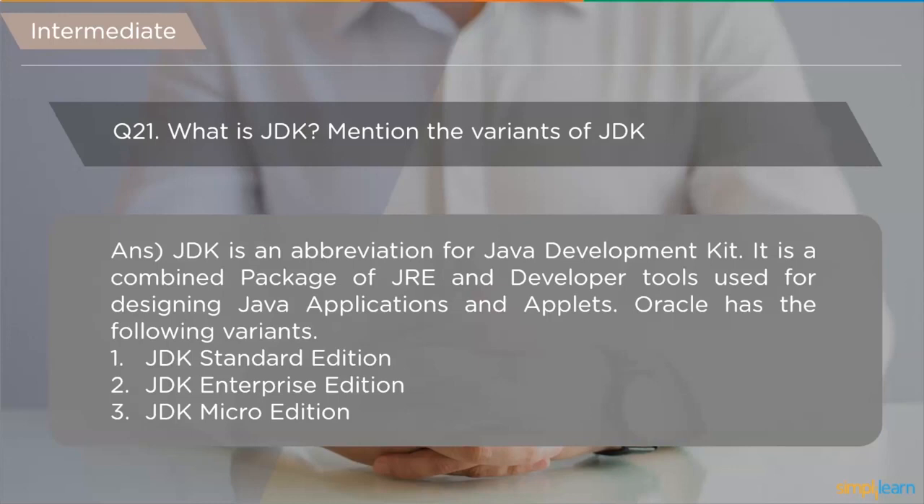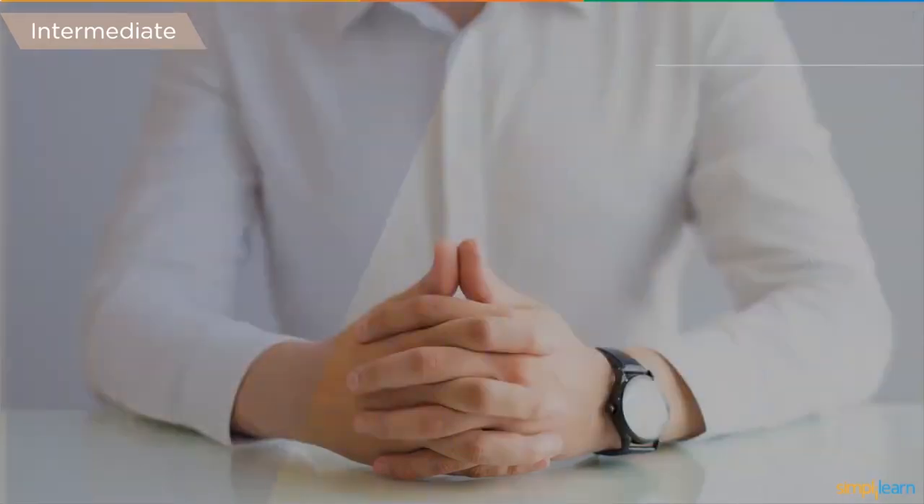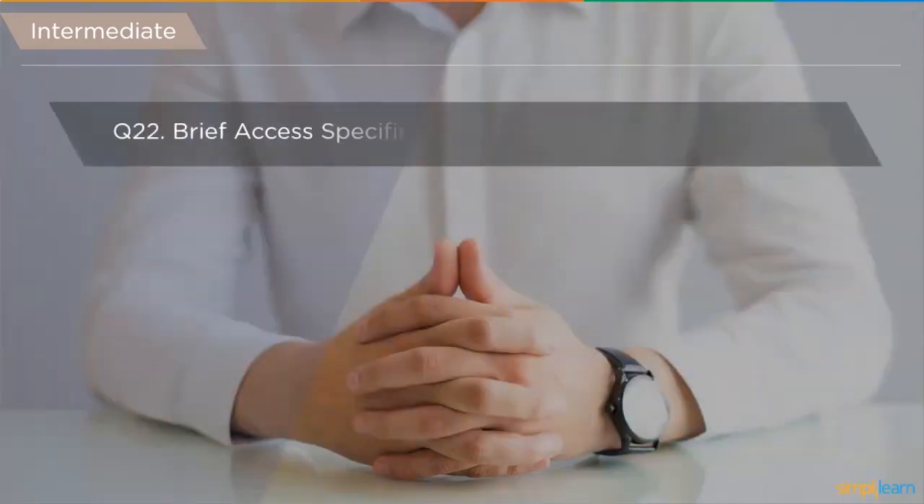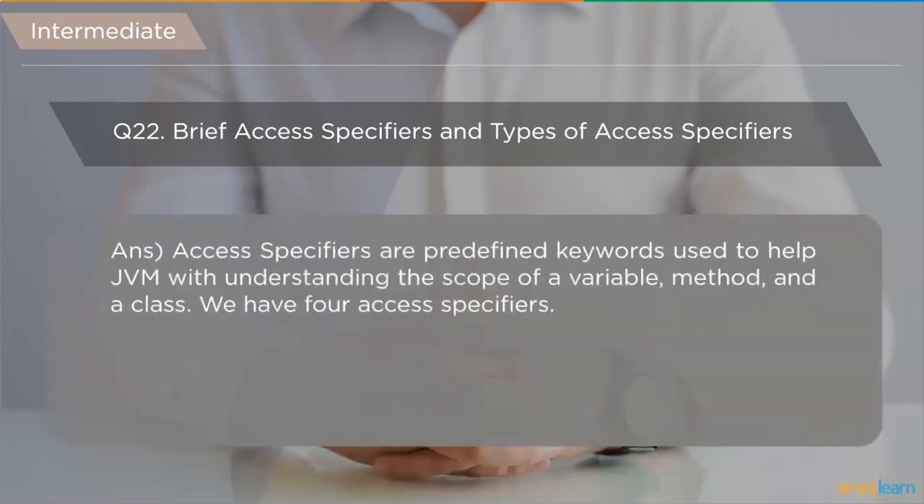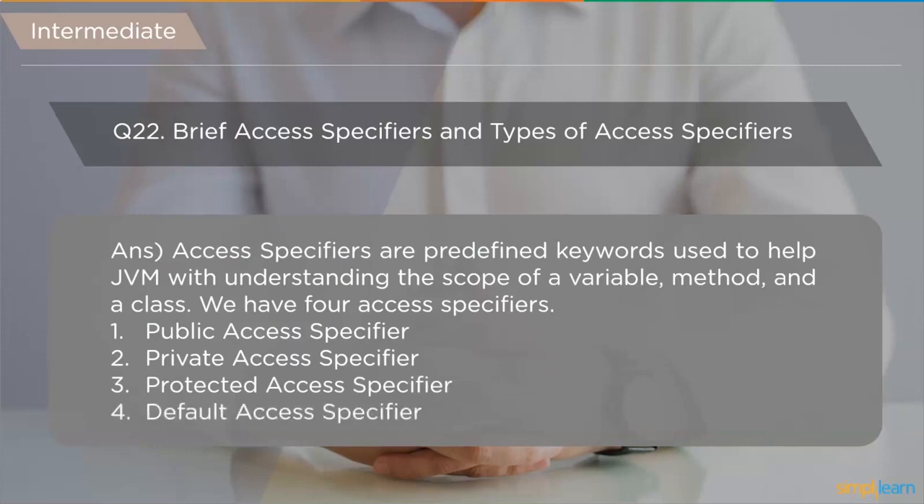Followed by the 21st question, we will dive into the next question that says: brief access specifiers and types of access specifiers in Java. The answer is as follows. Access specifiers are predefined keywords used to help the Java virtual machine understand the scope of a particular data member or data manipulating method within a class or outside the class.